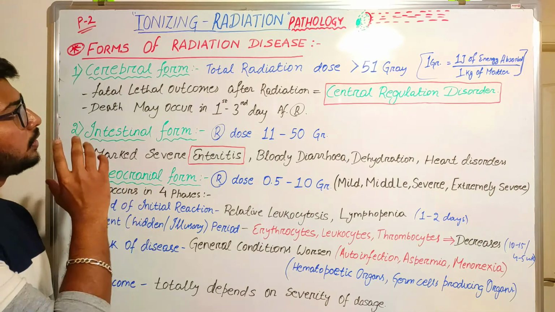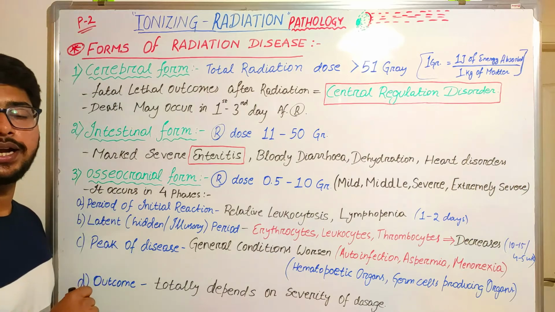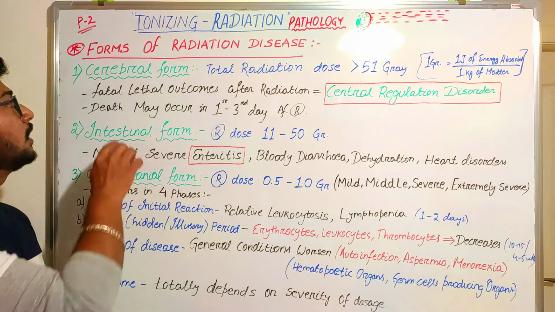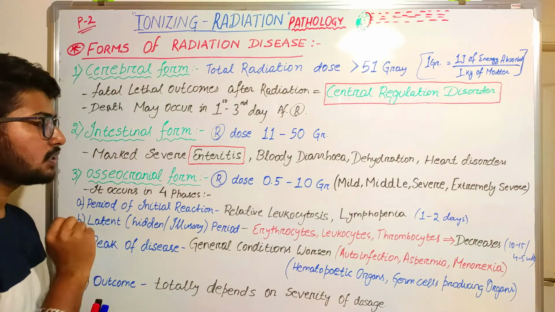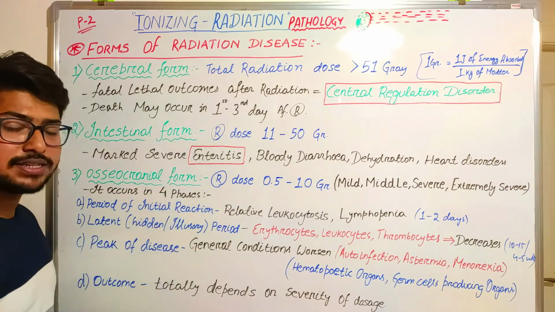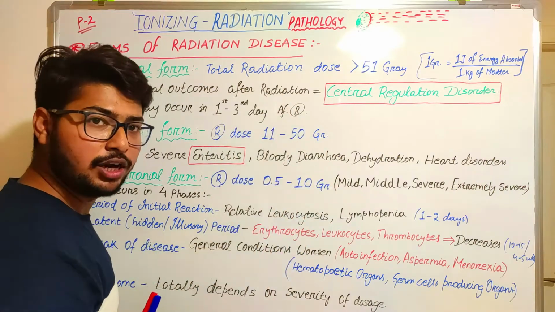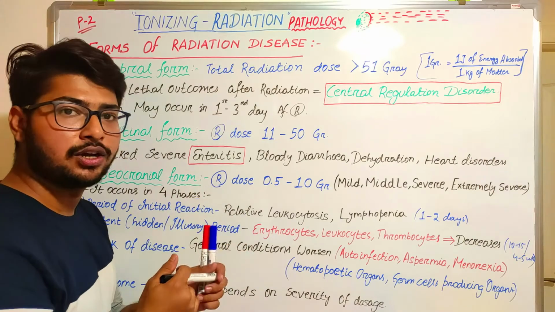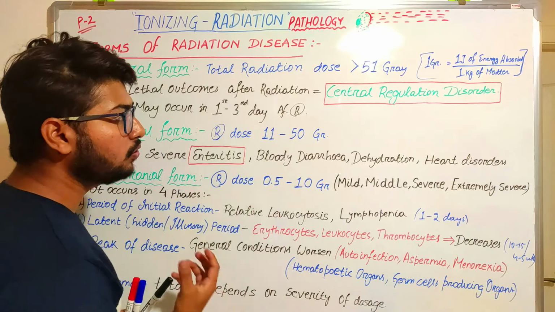First of all, there are different forms of this radiation disease, and it has three forms. First is the cerebral form, second is the intestinal form, and third one is the osteocranial form. These different forms of disease are divided according to the radiations given to the patients, or what is the unit of the radiations given, which we are going to read.